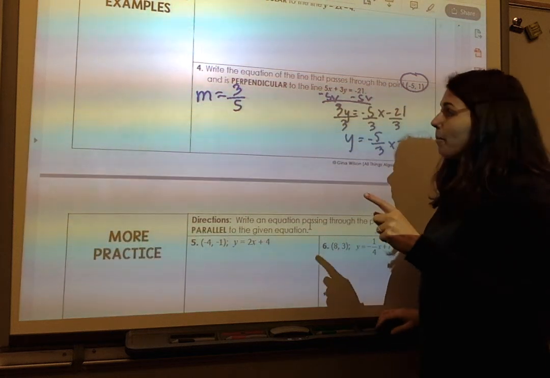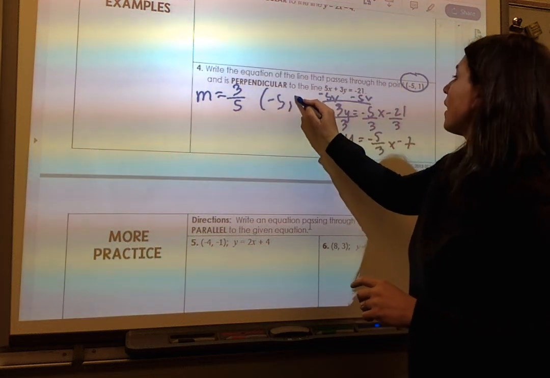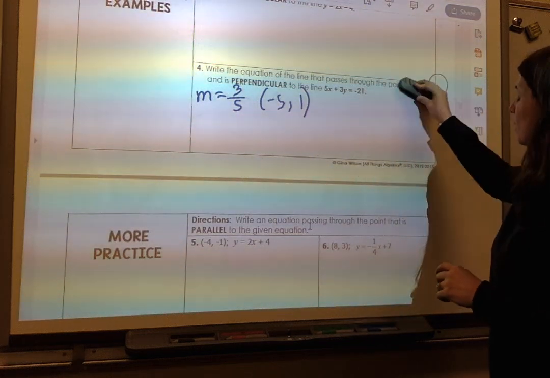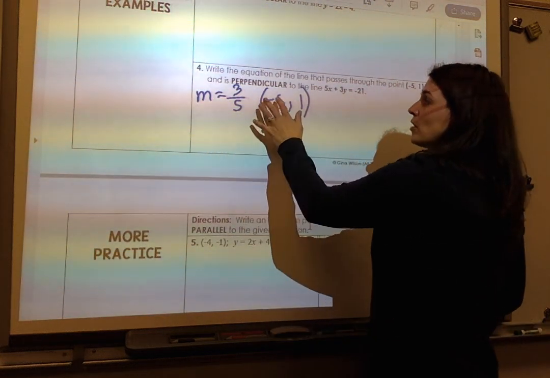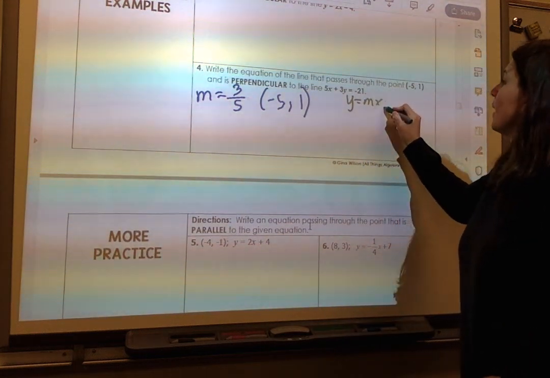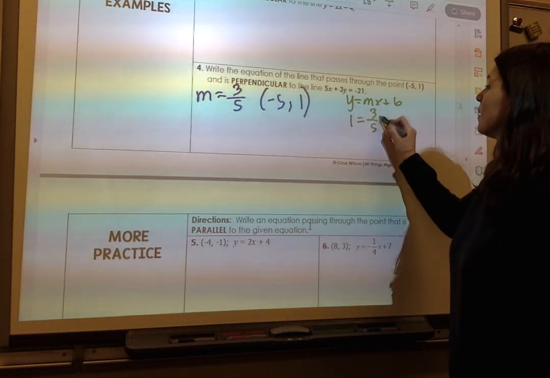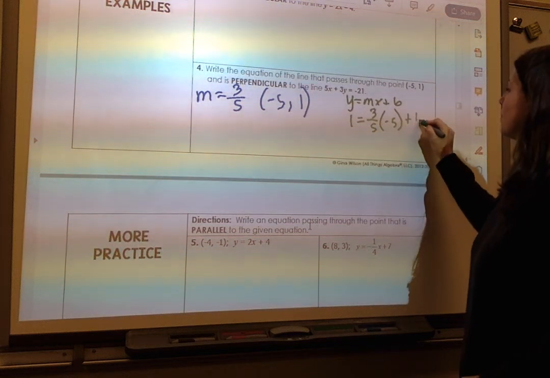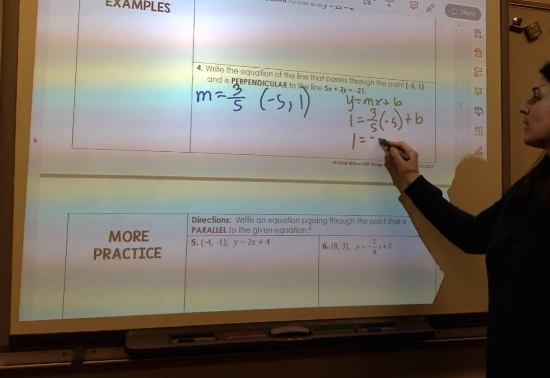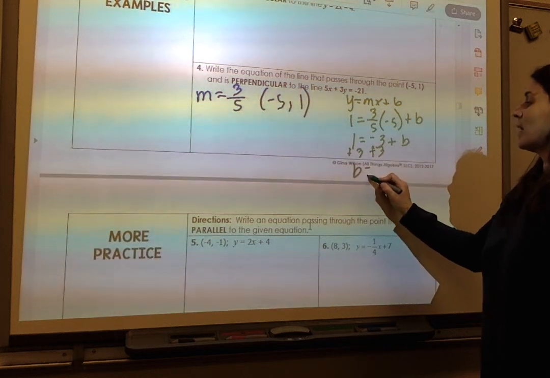Okay, so now my new line has to have the slope of 3/5, and it needs to pass through the point (-5, 1). I'm going to erase this so I can get more workspace. So now that I have a slope and a point, I'm going to use my shortcut, y equals mx plus b, and plug in values. My y is 1, my slope is 3/5, my x value is negative 5 plus b. So 1 equals, this cancels out to be negative 1. Negative 1 times 3 is negative 3 plus b. Add 3 on both sides, and b equals 4.